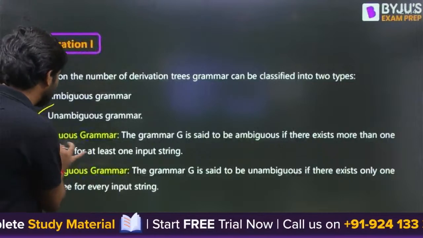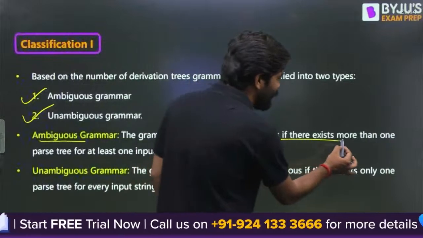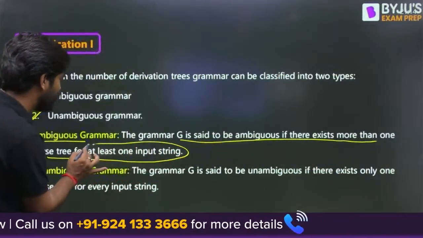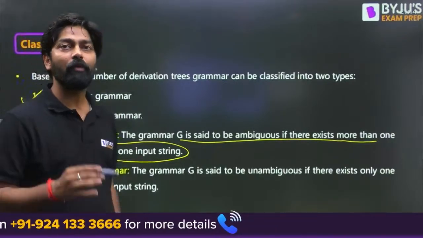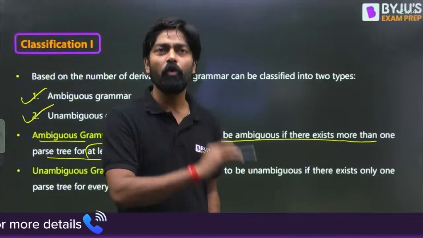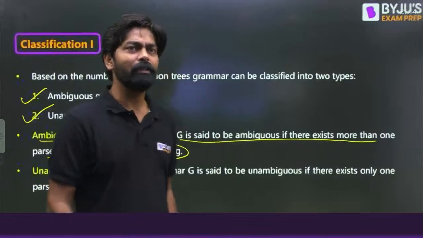See, ambiguous grammar. What is the meaning of ambiguous grammar? The grammar G is said to be ambiguous if there exists more than one parse tree for at least one input string. For at least one input string, if we have more than one parse tree, it means the grammar is ambiguous grammar.